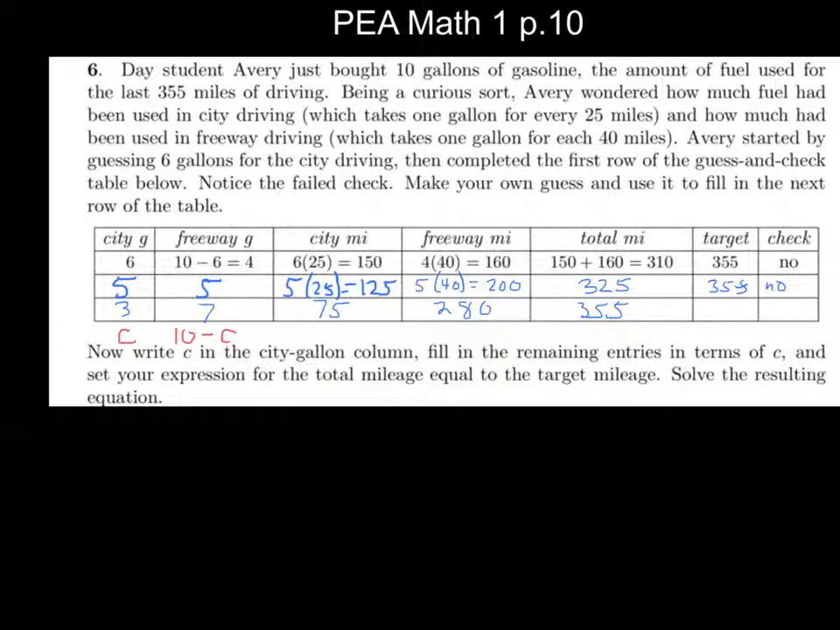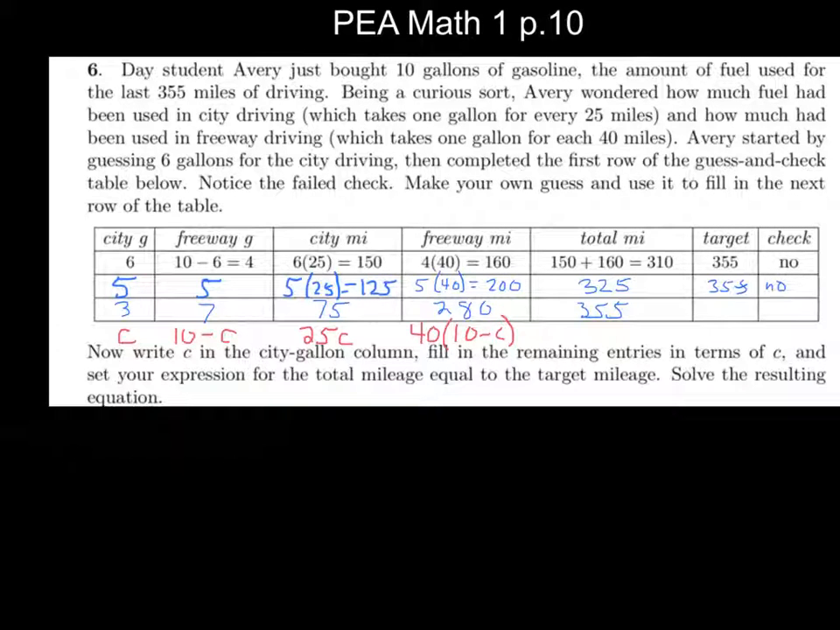Okay, then we took our city miles. What do we do here? We took this number and multiplied by 25 every time, right? Yeah. So this would be 25 times C. We took this number, whatever's right here, times 25 right here. What do we do for this column? Steven? It would be 40 times 10 minus C. Perfect. It'd be 40 miles per gallon times our freeway, which was 10 minus C.